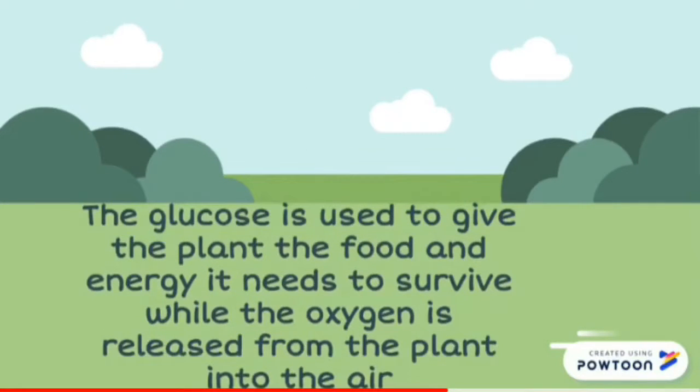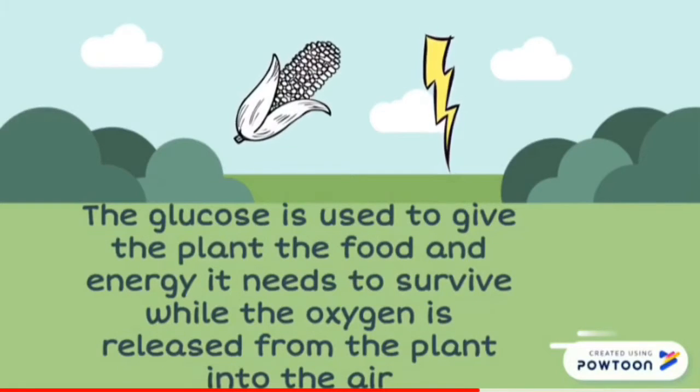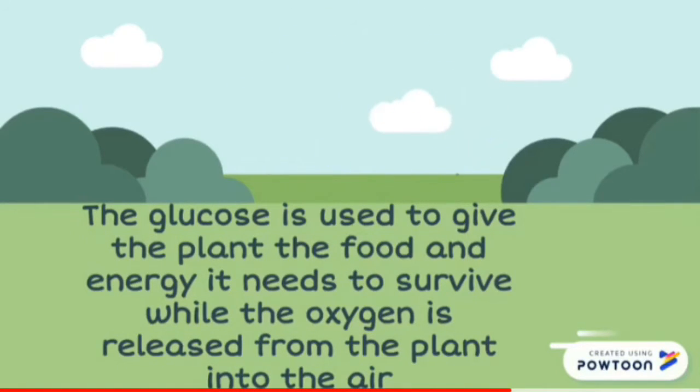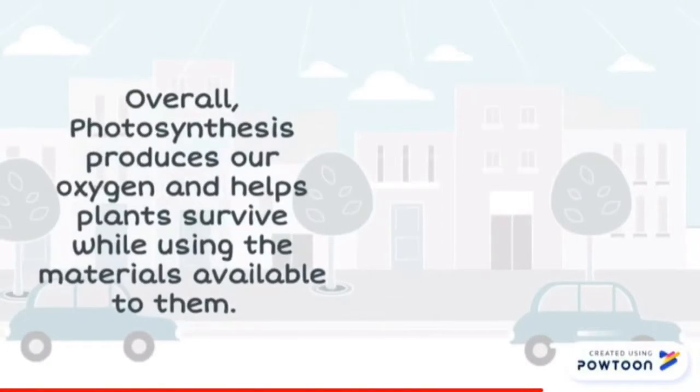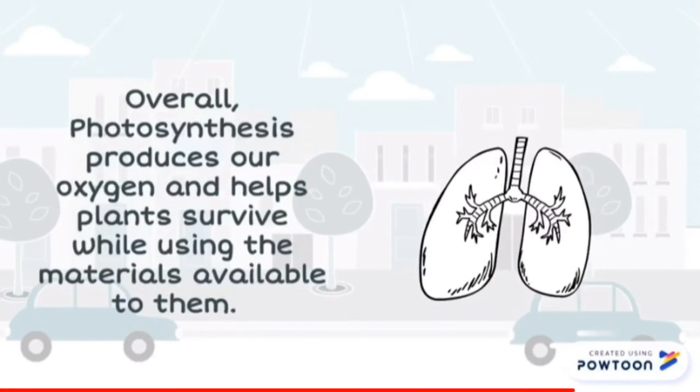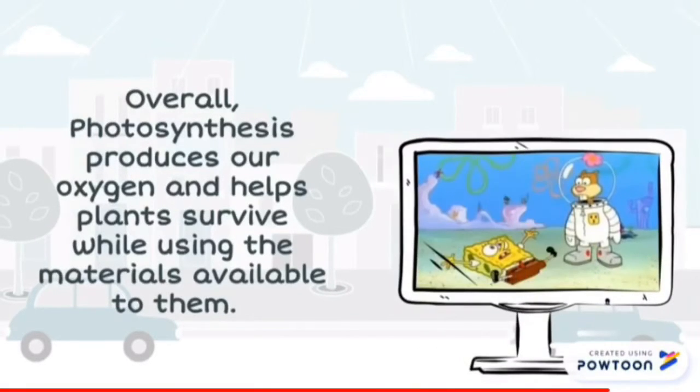The glucose is used to give the plant the food and energy it needs to survive, while the oxygen is released from the plant into the air. Overall, photosynthesis produces our oxygen and helps plants survive while using the materials available.